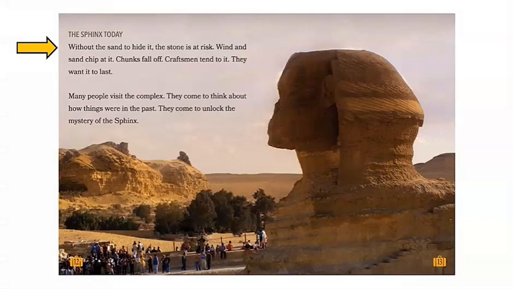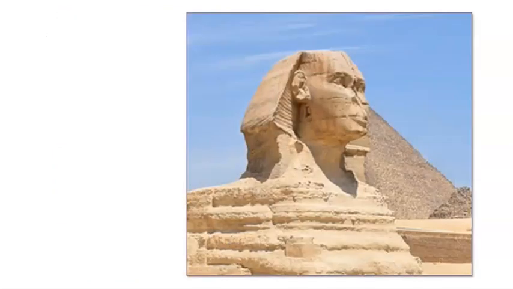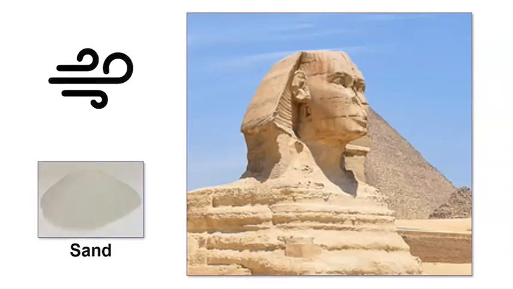Without the sand to hide it, the stone is at risk. Wind and sand chip at it. Chunks fall off. So what might have caused the Sphinx to change after people carved it from rock? Our book tells us that wind and sand caused the Sphinx to change. The story of the Sphinx reminds me of the Earth events that change land.